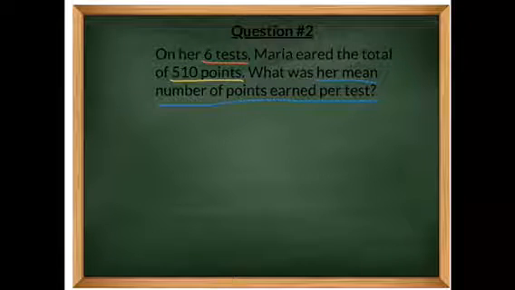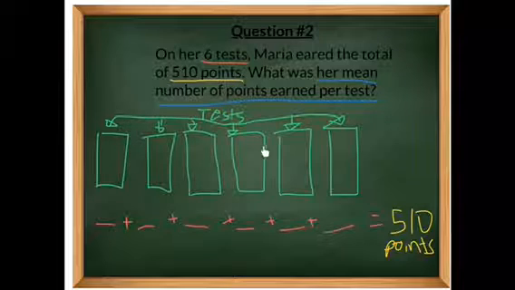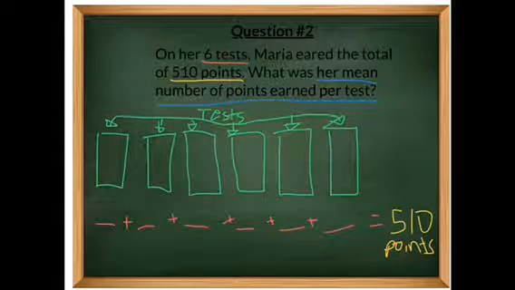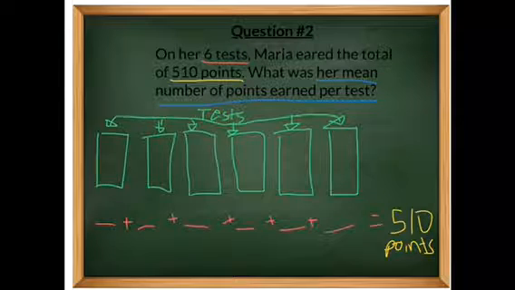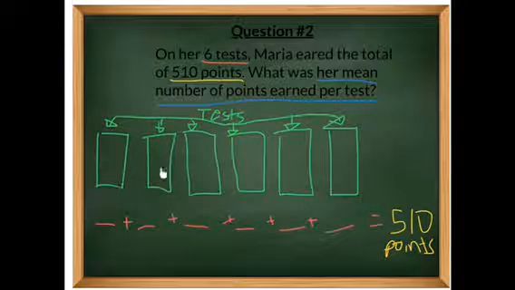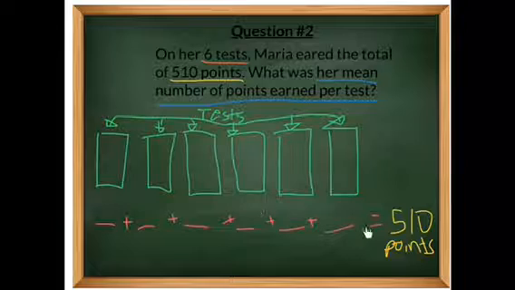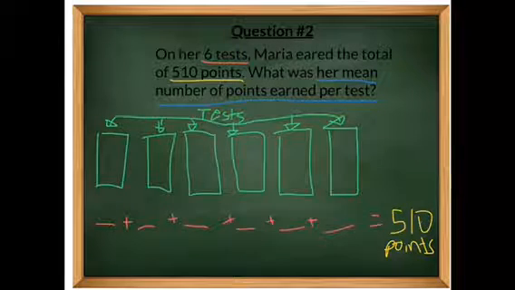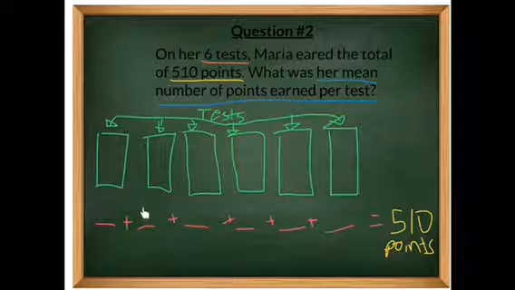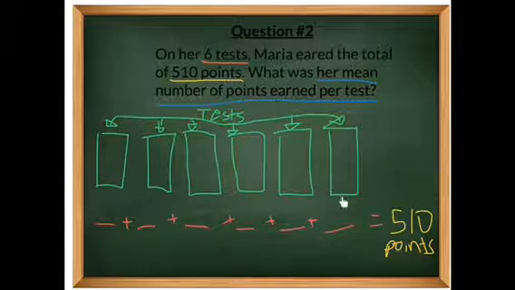Now we are going to decide if we are going to multiply, divide, subtract, or add. I'm going to draw this out to give us a better understanding of which one. So here are the 6 tests. And here is the 510 points. This one plus this one plus this one plus this one plus this one plus this one equals 510. And we're trying to find the number that's going to be in each of these. So we're going to divide. We're going to divide 510 divided by 6 to get the answer for all of the red.